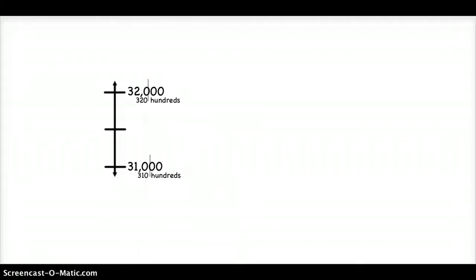On this vertical number line, I've already broken apart 31,000 and 32,000 into my hundreds. I have 310 hundreds, 320 hundreds. Again, you'll see that I'm using 10 and 20 here. Halfway between 10 and 20 would be 15. So I have a midpoint of 315 hundreds, or in standard form, 31,500.